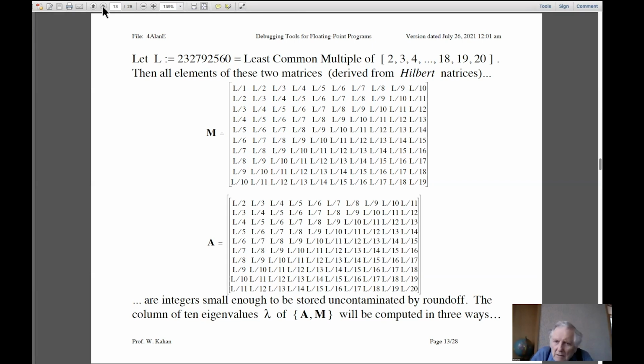Now, any rounding error problems will be caused by the algorithm that we use to do the computation, not caused by the fact that the data is uncertain, because it's not.